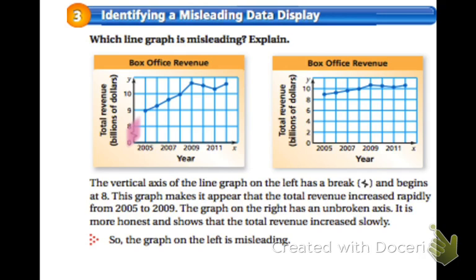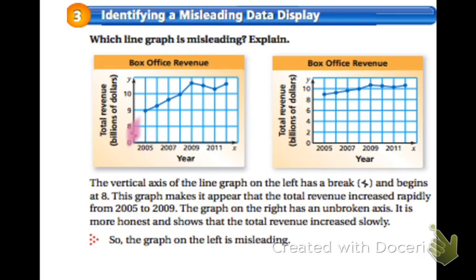And that goes from 0 to 8. Then it starts counting by 1. So it goes from 8 to 9 to 10 to 11. So what they've done is make it appear that the total revenue increased rapidly, but the graph on the right has an unbroken axis. It is a more honest graph, and it shows that the total revenue increased slowly.